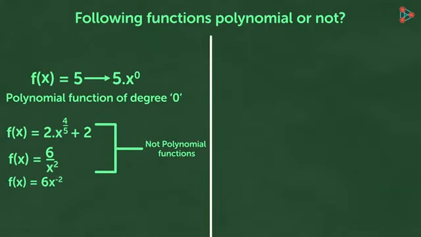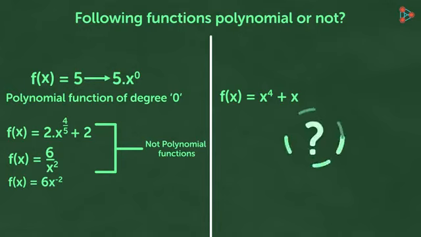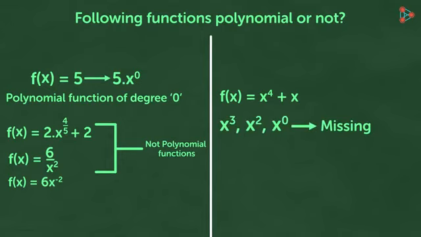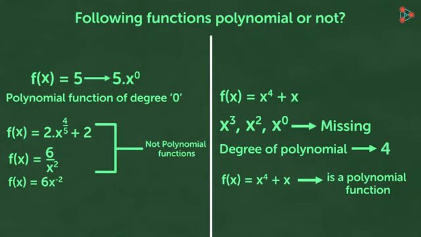How about the function f(x) = x raised to 4 plus x? Is this a polynomial function? We notice that the x terms with powers 3, 2 and 0 are missing. Can we say that it's a polynomial function of degree 4? Absolutely. A polynomial function can have some x terms missing.